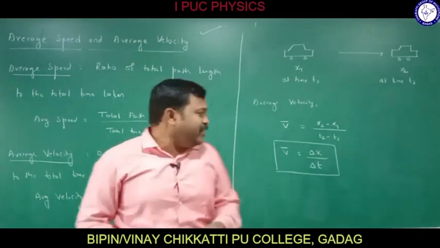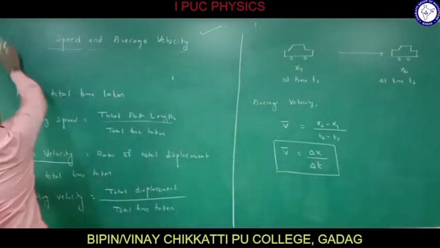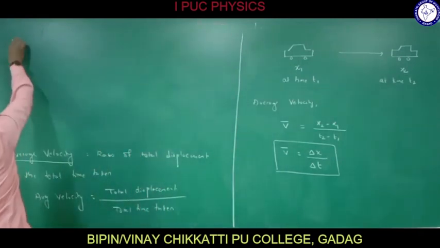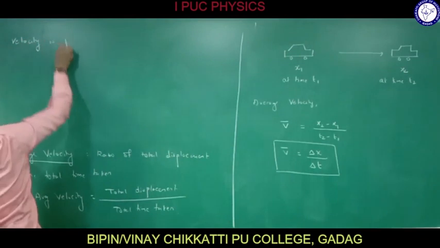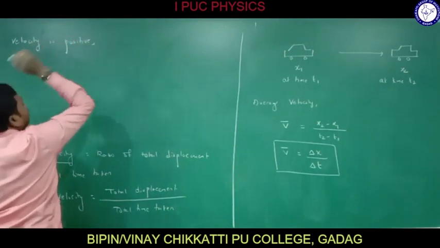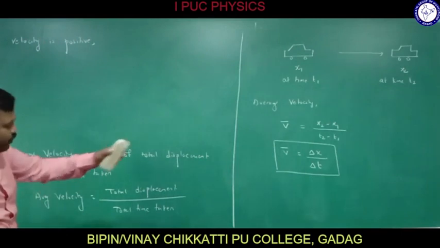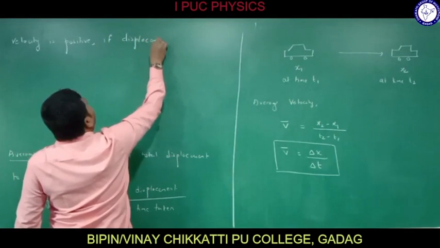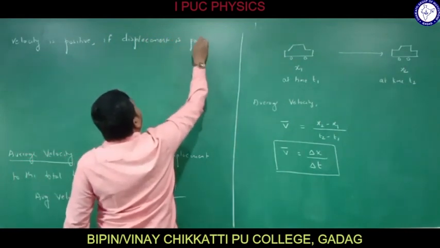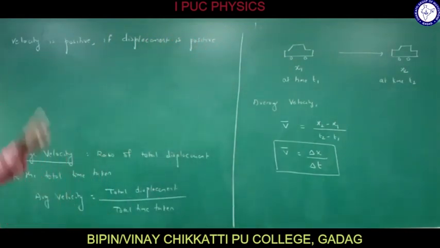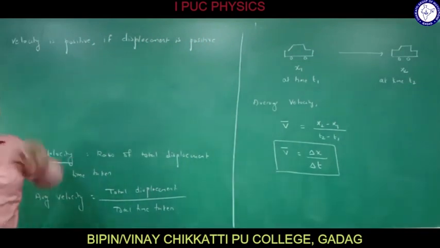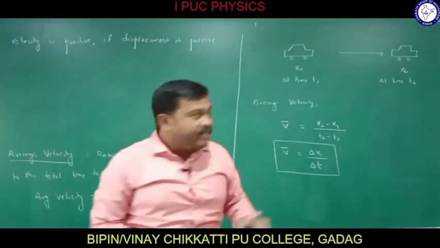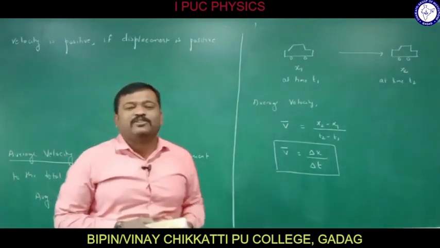First, let us check when velocity is positive. Let me write it like this. Velocity is positive if displacement is positive. Do remember, I already told you, we discussed displacement in the last class. When is displacement positive?